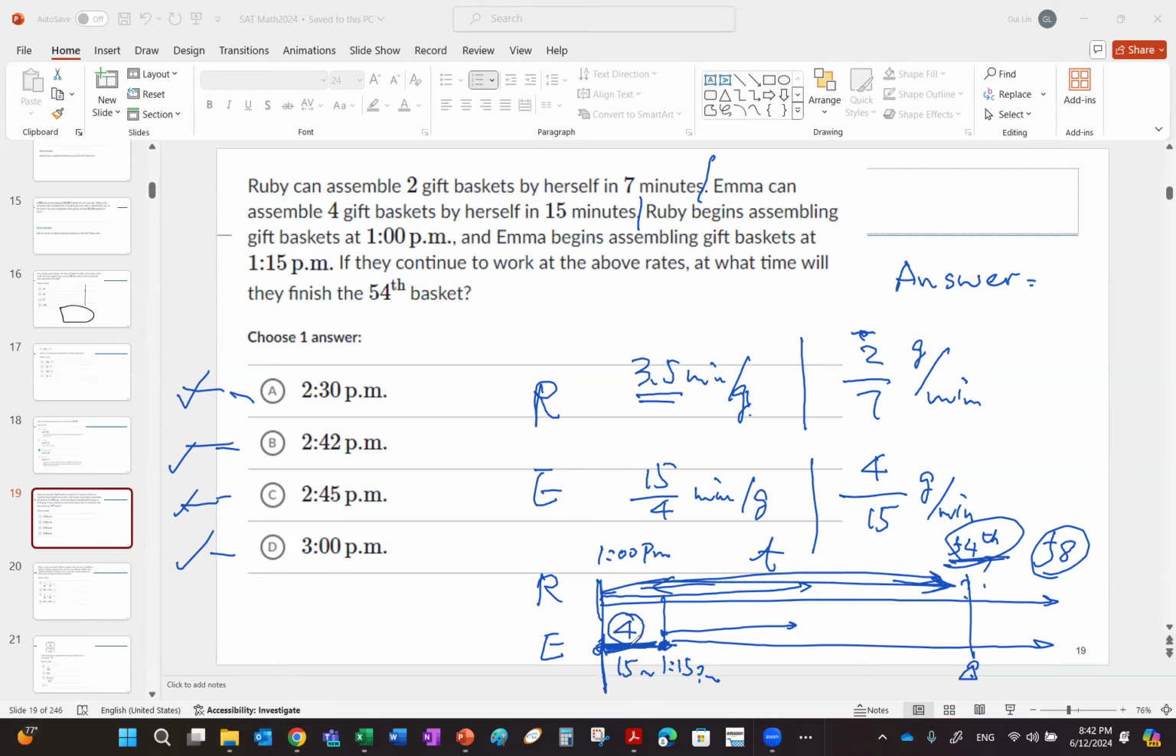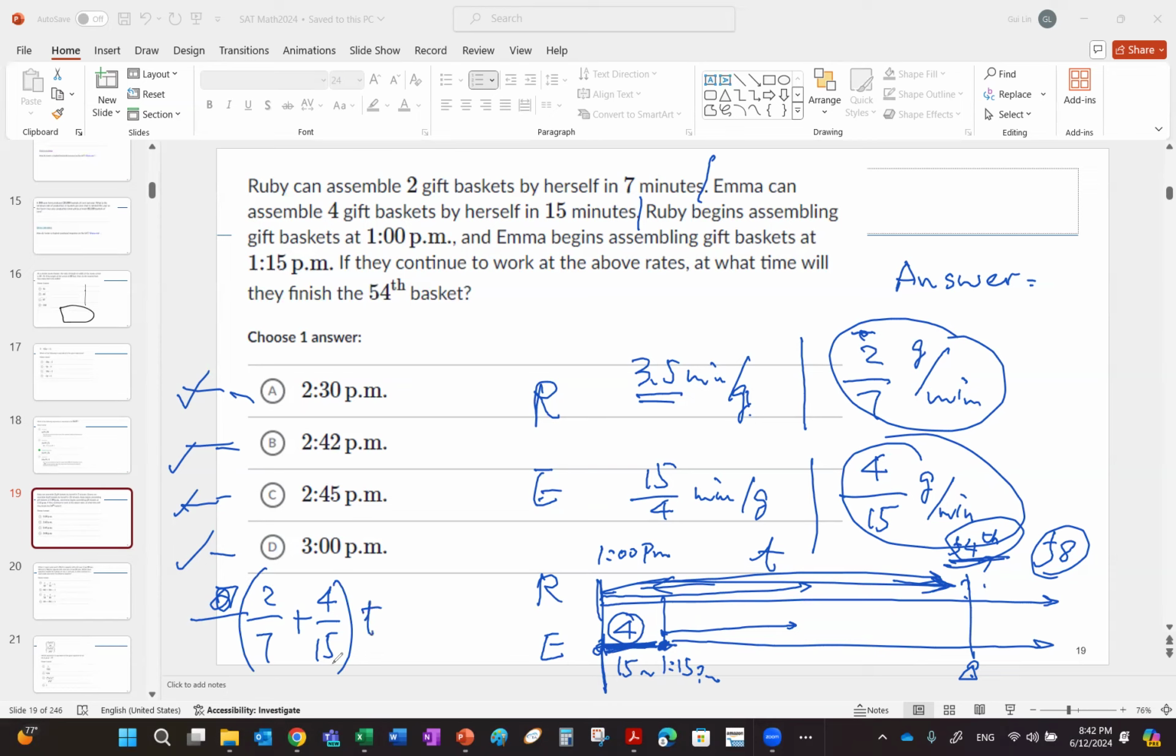So actually we add a 4 here, so each minute Ruby finishes this much, each minute Emma finishes this much, so we can put them together. Each minute they finish so many gifts, right? They work together at the same time. I don't know how many minutes they spend in total, and finally they finish 58. Can we get an equation like this? So we just add an additional 4 here to make sure we get 58.